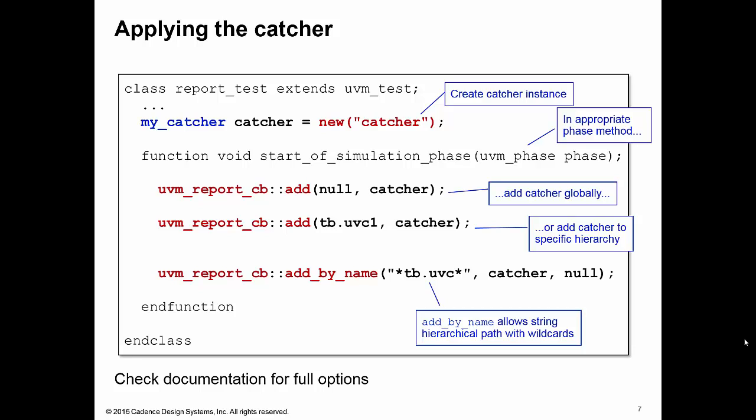Now if you use the add_by_name option, then you have a third argument that you must pass into the method, and this third argument here is the context, and this is the context from which the string path name is resolved. So I'm passing in a context of null, which means the path name is resolved right from the top of the hierarchy of my UVM testbench. There are other options, and again you can check the documentation for the full options on both applying the catcher and also constructing the catcher.